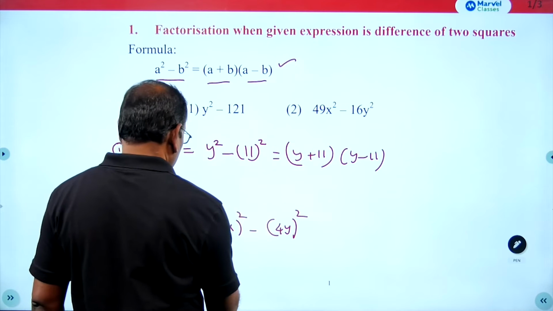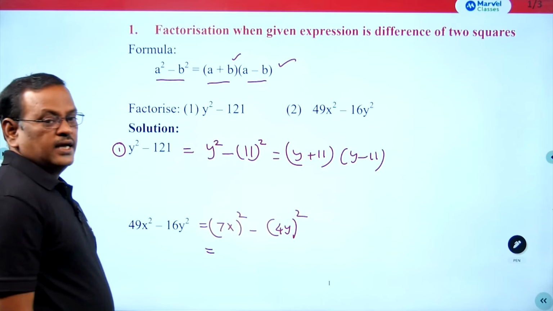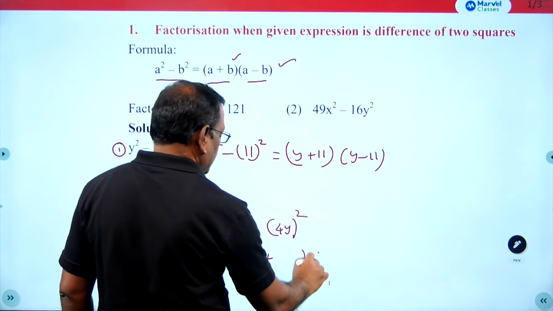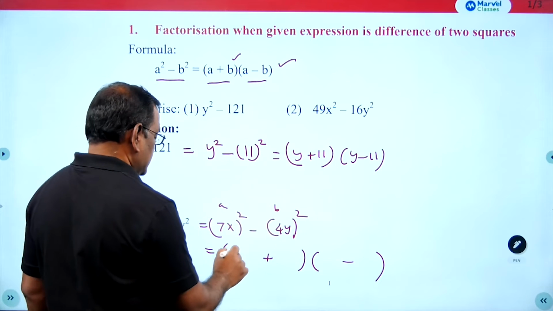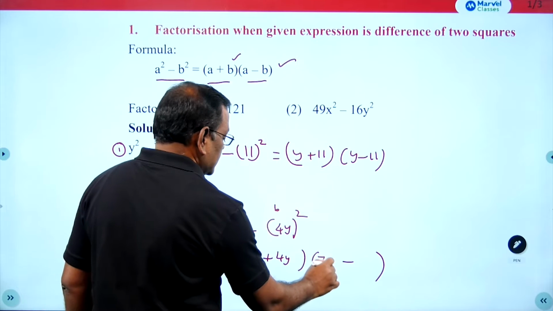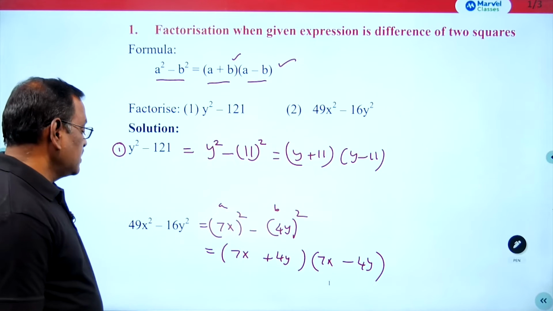Now again apply this identity, because this is in the form of a square minus b square. So what is the formula? a plus b into a minus b. What is a? This is a and this is b, correct? So 7x plus 4y, and here 7x minus 4y. 7x plus 4y into 7x minus 4y.